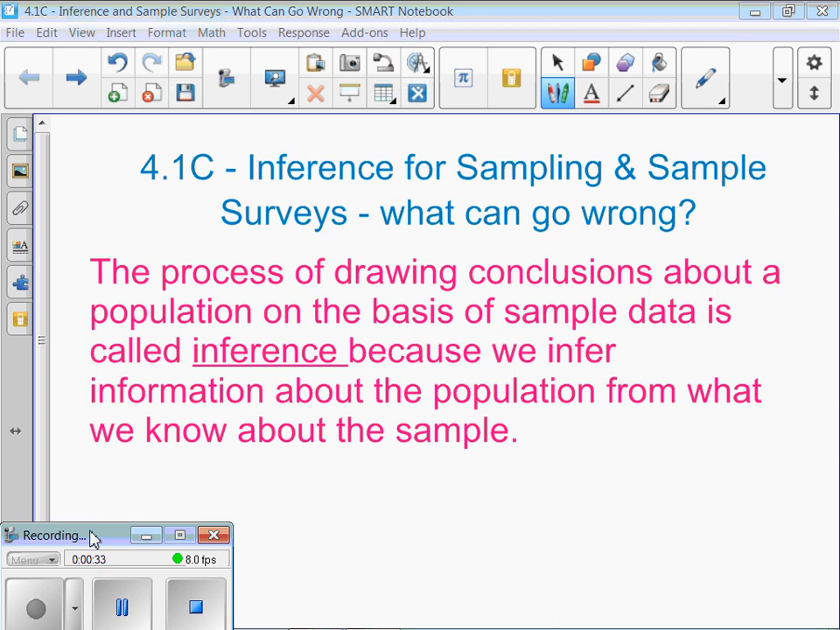Okay. So anyways, what is inference? It's the process of drawing conclusions about a population on the basis of sample data. So we want to take a bunch of samples, or even if you take one sample of 100 people, whatever it is, and then you want to make some sort of conclusion, maybe based on the whole school, even though you only surveyed 100 people. Okay? So that is called inference.